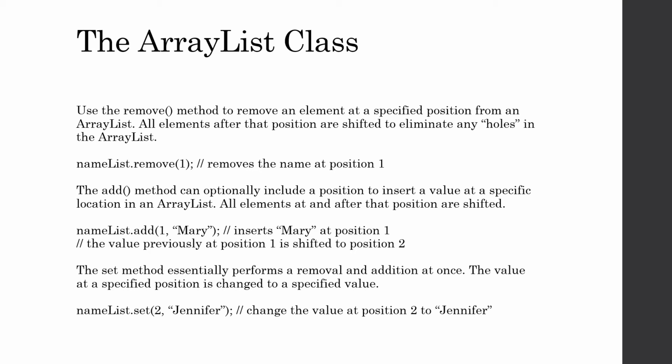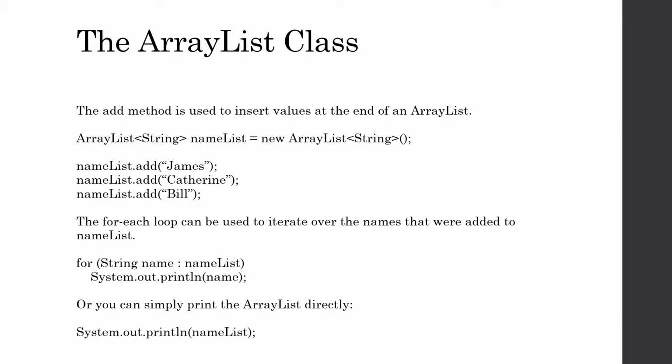Again, if we use our example with all of the previous methods already having been executed on it, we know that we had James at position 0, Mary at position 1, and then Bill at position 2. Now Bill is going to get essentially swapped out for Jennifer. So we have James at position 0, Mary at position 1, and Jennifer at position 2.